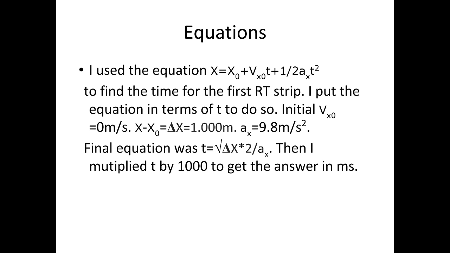So using kinematic equation number 2 to find this time for the first reaction time strip, we put the equation in terms of t. To do so, initial Vx naught equals 0 meters per second and delta x equals 1 meter. A sub x equaling 9.8 meters per second squared. Our final equation was t equals the square root of delta x times 2 over a sub x. Then we multiply t by 1000 to get the answer in milliseconds.